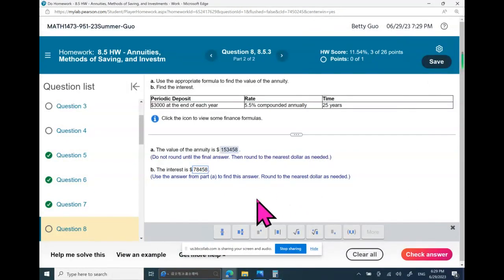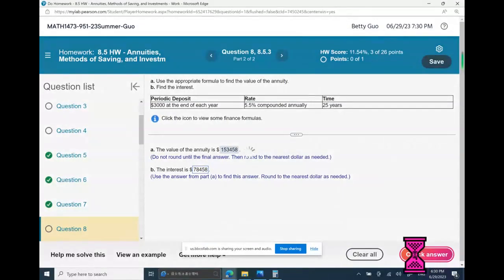78458, right? Yeah, again, the interest is the amount that you get by using the future value of the annuity minus the money you have been paying over the 25 years. You multiply 3,000 by 25, and then you subtract that amount from the future value of the annuity, and the difference would be the interest. That's a lot of money, right? Yeah, that's a lot of money.